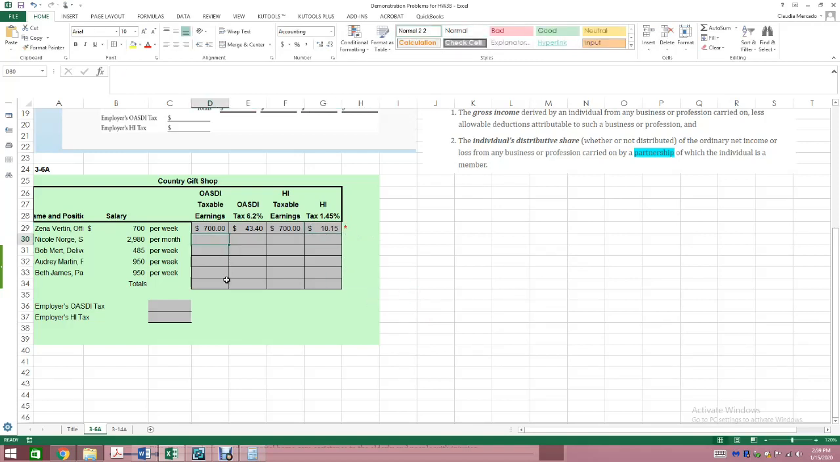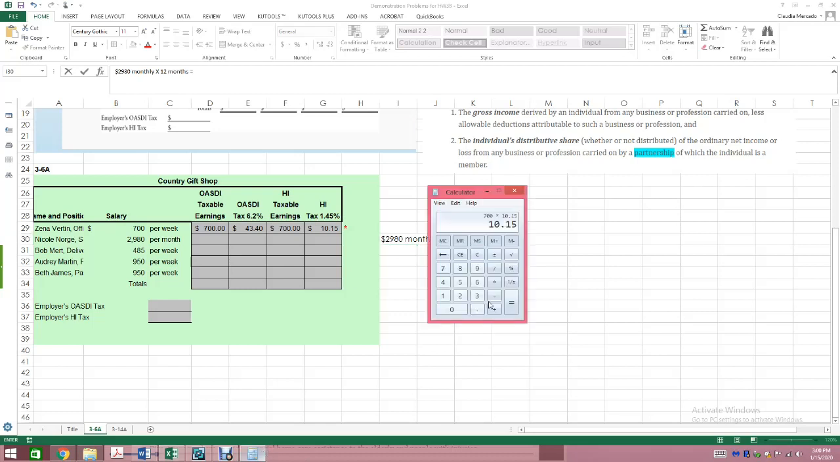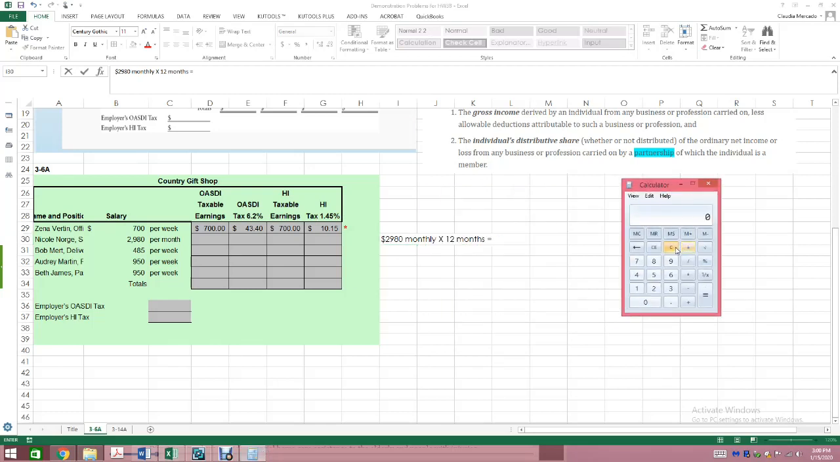Now, here is where it gets a little tricky, and I'm going to do my calculation here for Nicole. The information says that Nicole makes $2,980 per month. I need to convert that to weekly. So I'm going to take the $2,980 monthly and multiply it by 12 months. Let me see what that gives me. It will be $2,980 times 12 months, $35,760.